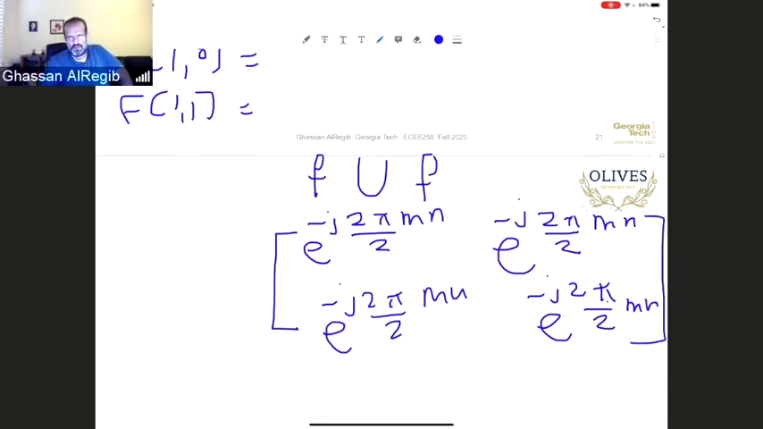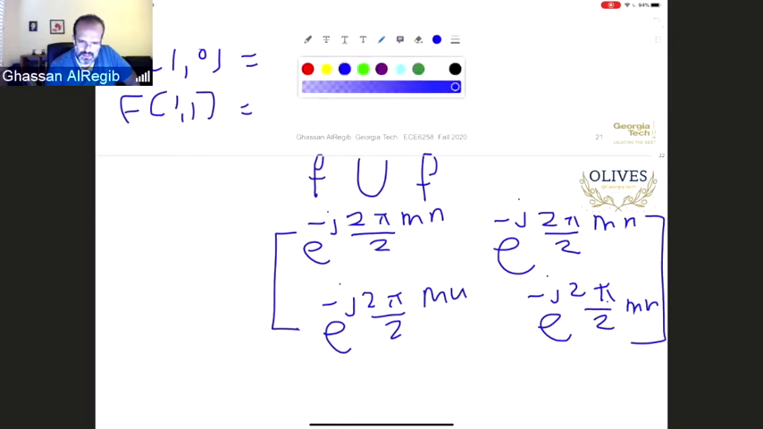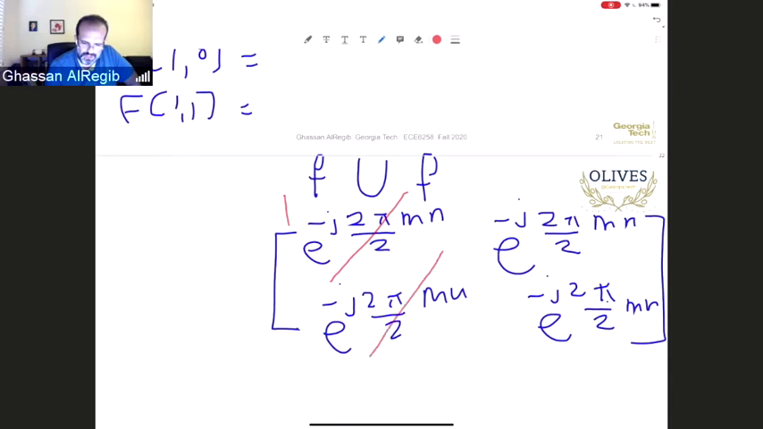So the first one here simplifies to e to the 0, that's 1. This one will be 0, that's a 1. One of the two, m and n, will be 0, that's 1. Both of them are 1, so we'll have e to the negative j 2 pi over 2, that's e to the negative j pi, that will be negative 1.